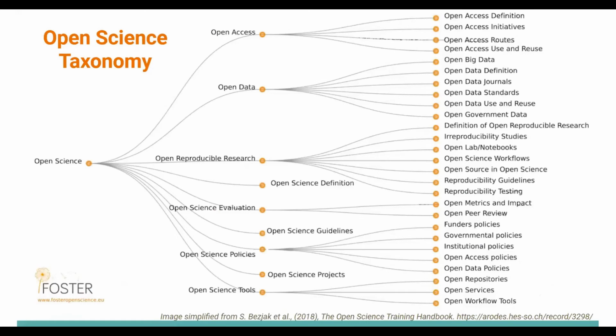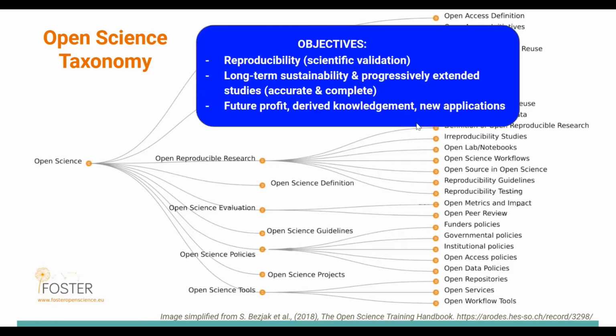However, it isn't that easy. That is the typical open science taxonomy, and it's full of recommendations. It's clear that open science is the combination of mechanisms that allow others collaborating and contributing. These mechanisms enable the reproducibility, the sustainability, and the future and external profit of the work done.